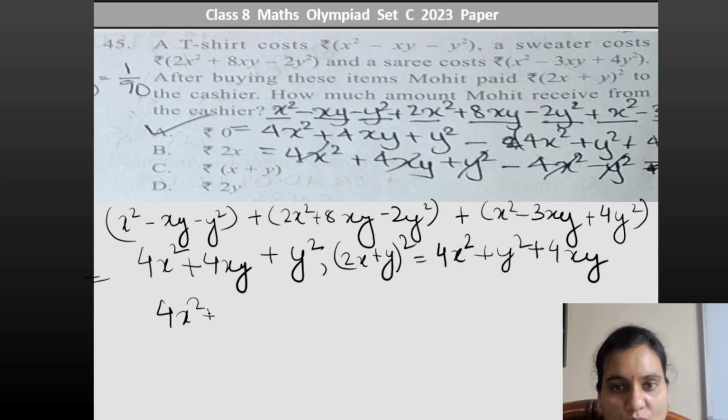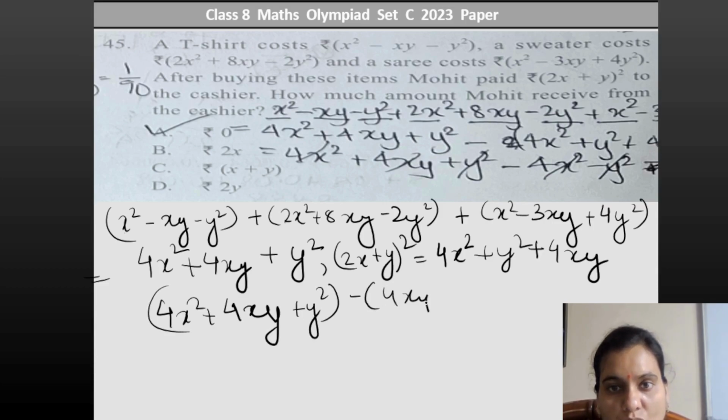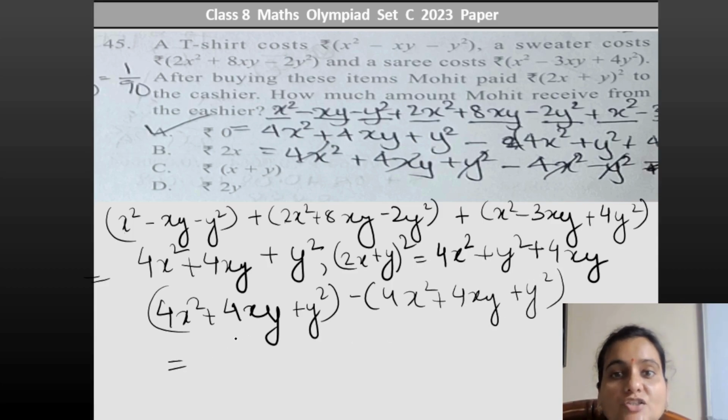Let's do this actually. Instead of talking, let's do this. This is the amount Mohit has paid to the cashier, and this is the total cost of all the things Mohit has bought. So if you try to subtract this to find the difference, what change the cashier will give him back. 4xy minus 4xy is 0, plus 4xy, and here minus is there, inside there is plus, so definitely it is minus at the end. So 4xy minus 4xy is 0.